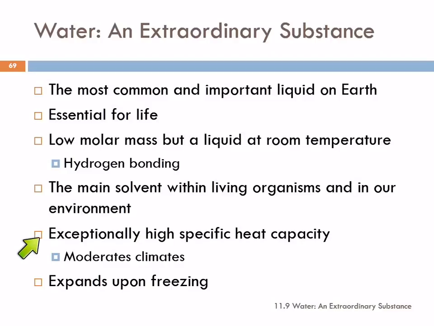It has a very high specific heat capacity. Metals have specific heat capacities less than 1 joule per gram degree Celsius, and water is 4. It's very high. That high specific heat capacity helps to moderate the climate, keep the temperature fluctuations to a minimum.